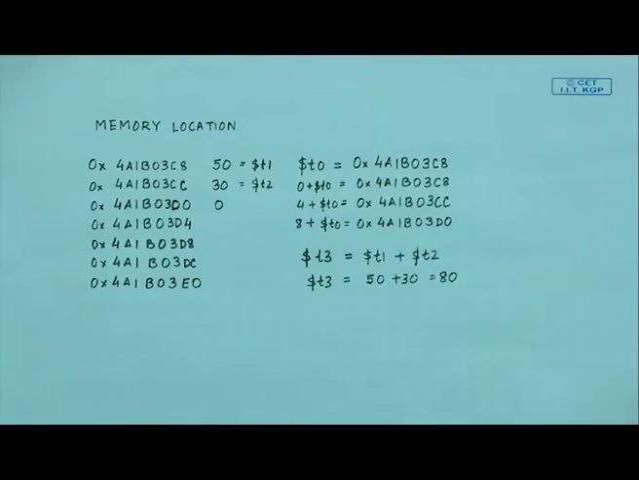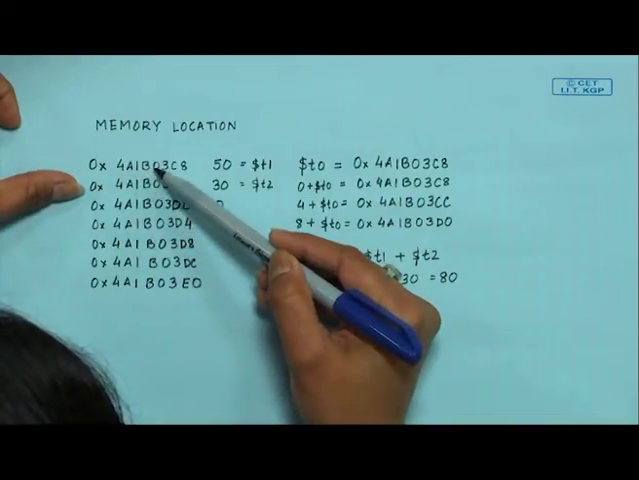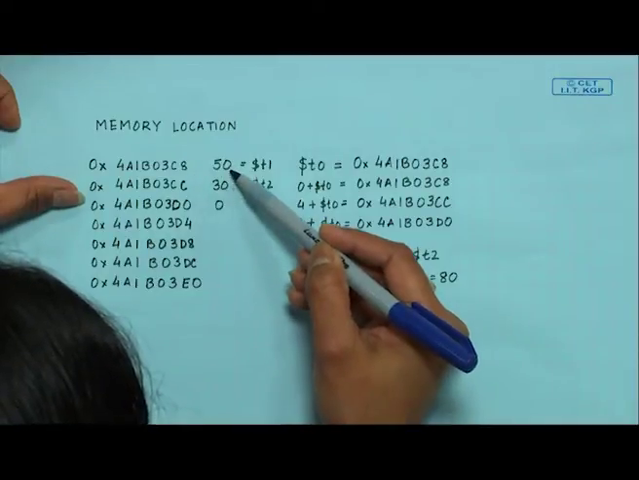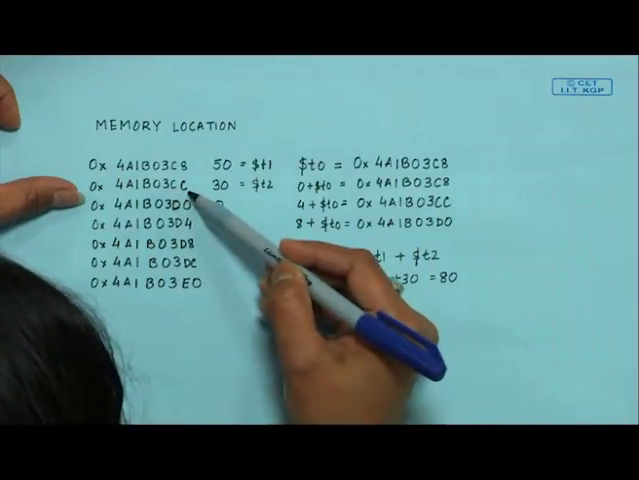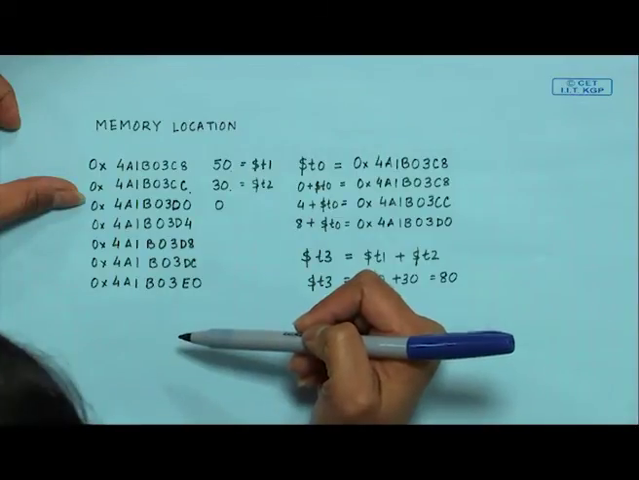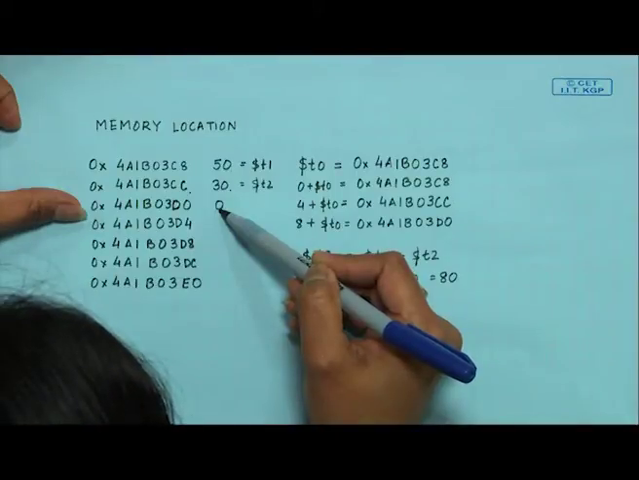Now, you see these are my memory locations. At 4A1B03C8, in this memory location I have stored 50. In the next memory location I have stored 30, and in this location I have stored 0.